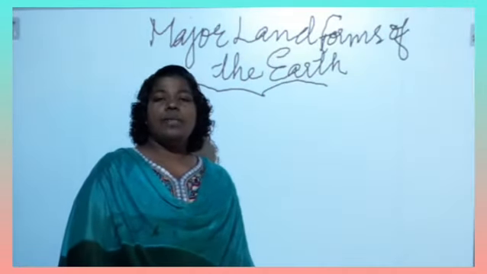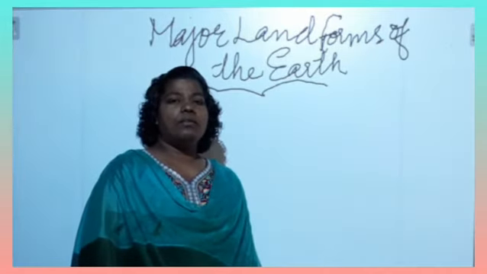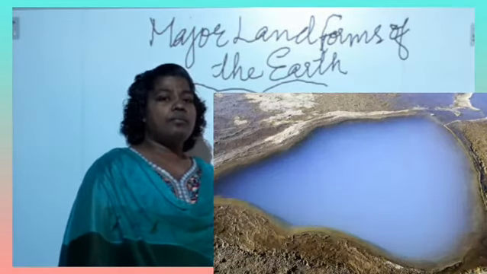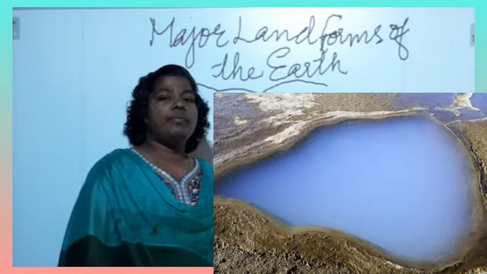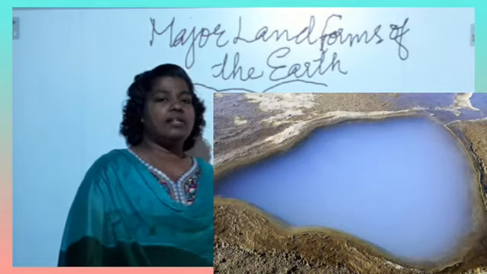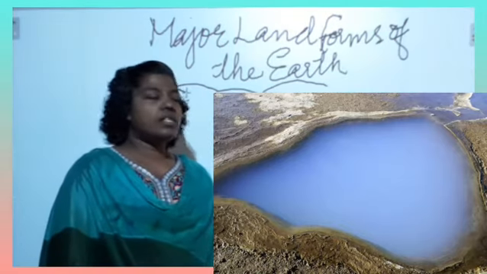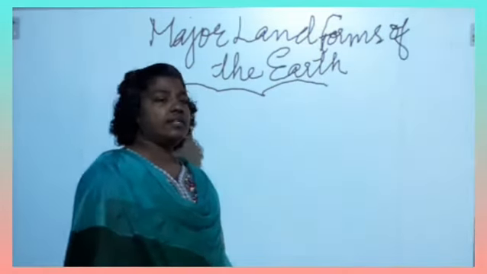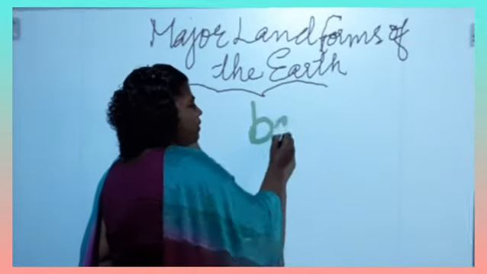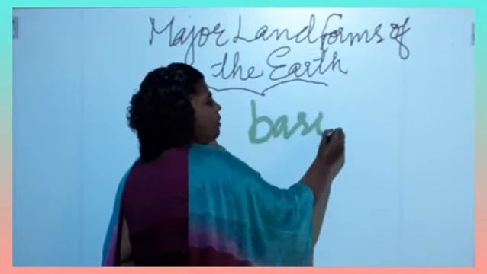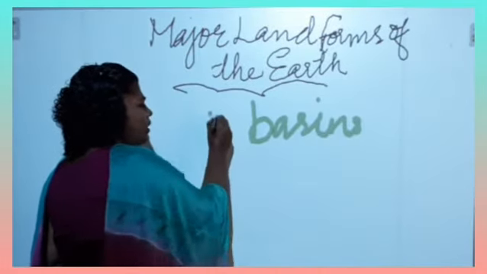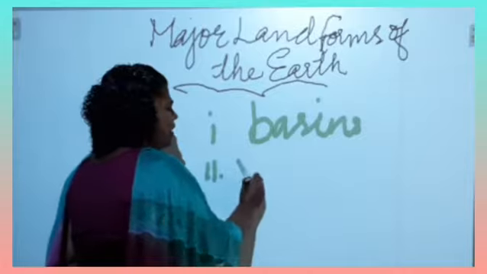For example, the Chad basin, and also the Tarim basin. These are some of the river basins which are examples of inland drainage. And the next thing we are going to learn is valleys. First of all, we have learned about basins, and the second thing we are going to learn about is valleys.